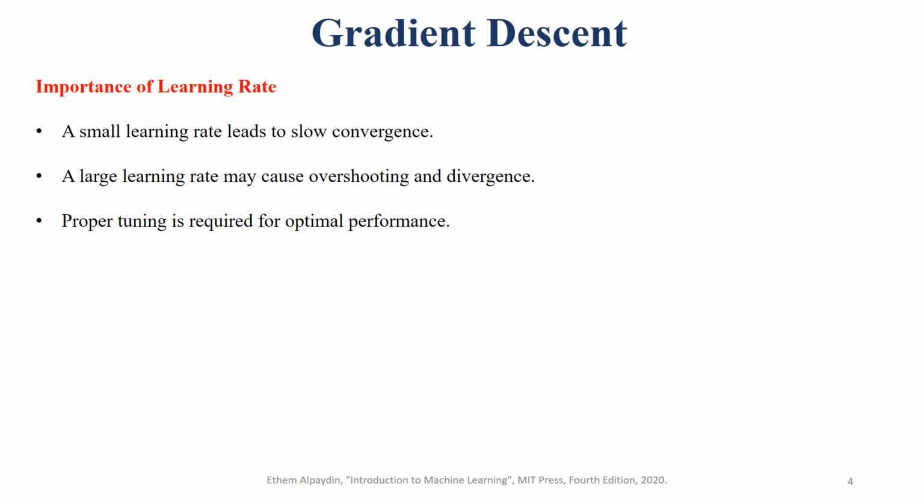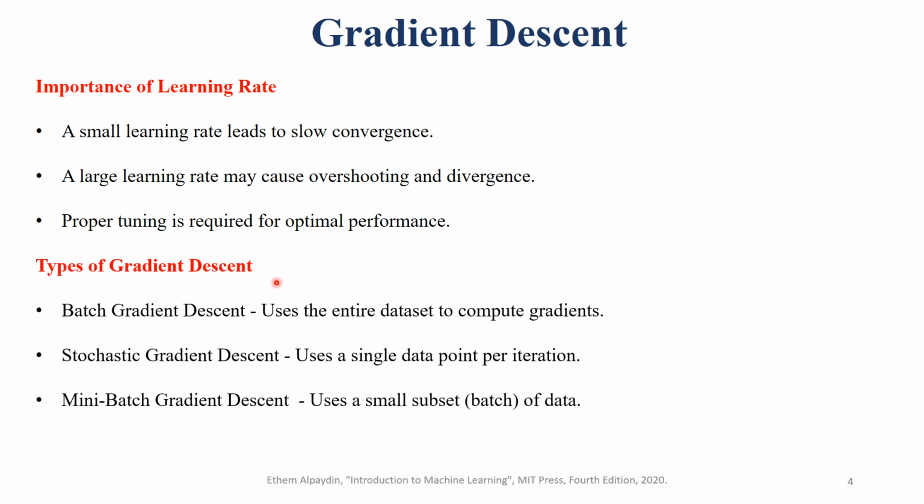Importance of learning rate. A small learning rate leads to slow convergence. A large learning rate may cause overshooting and divergence. Proper tuning is required for optimal performance. There are different types of gradient descent. Batch gradient descent uses the entire dataset to compute the gradients. Stochastic gradient descent uses a single data point per iteration. Mini batch gradient descent uses a small subset, that is a batch of data.